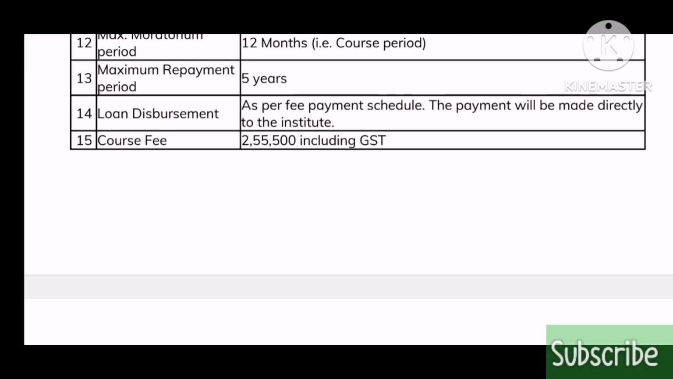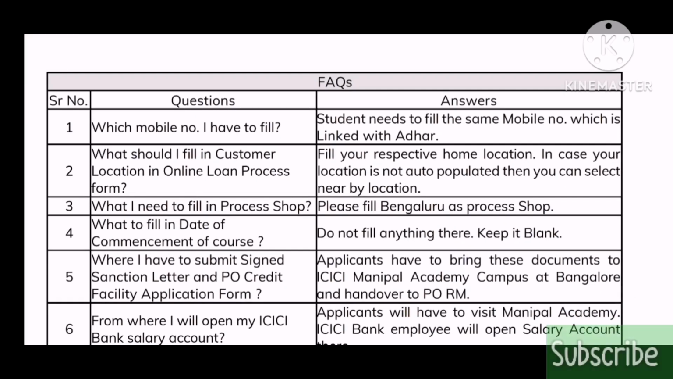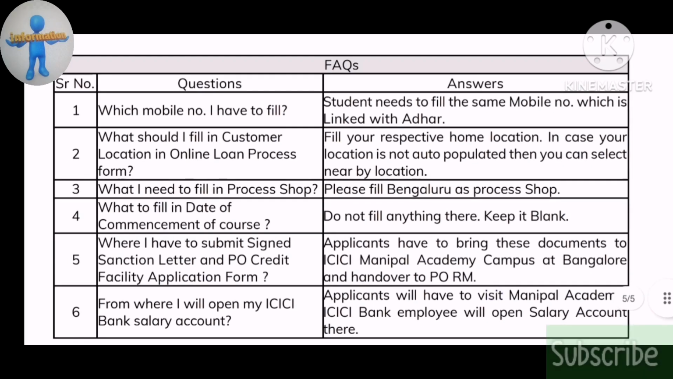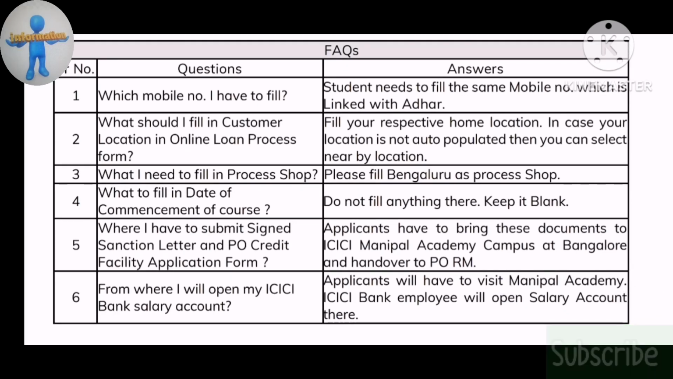In this fee you will get food, hostel, and training, and you will get a tab also. The cost of the tab is nearly 20 to 25,000 rupees. And if you have any other questions, FAQs are also given here. Which mobile number I have to fill, what I should fill in the customer location and online loan process, what to fill for the date of commencement of the course, where I have to submit the signature and sanction letter for the PO credit policy, and from where I will open my ICICI Bank salary account. Like that, each and everything.